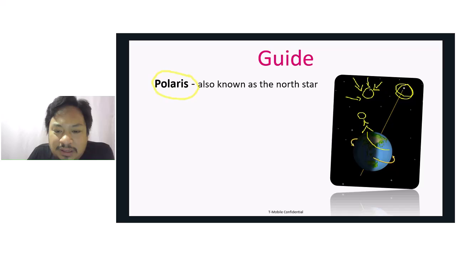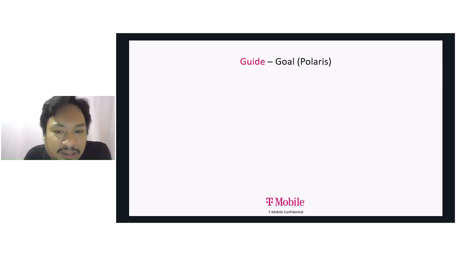So, why am I saying this? In order for us to know if we are doing the right thing in the team and in the training, we need to understand, we need a guide so that we will be guided in doing the right thing. And then, what is our guide? Our guide is our goal.